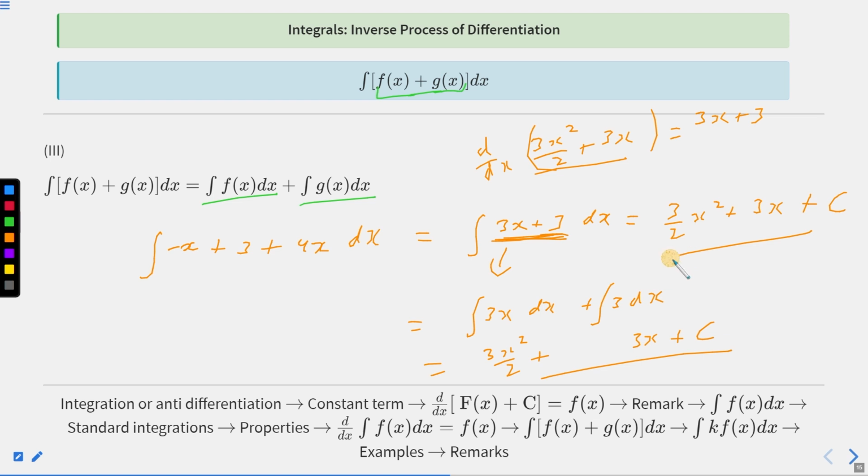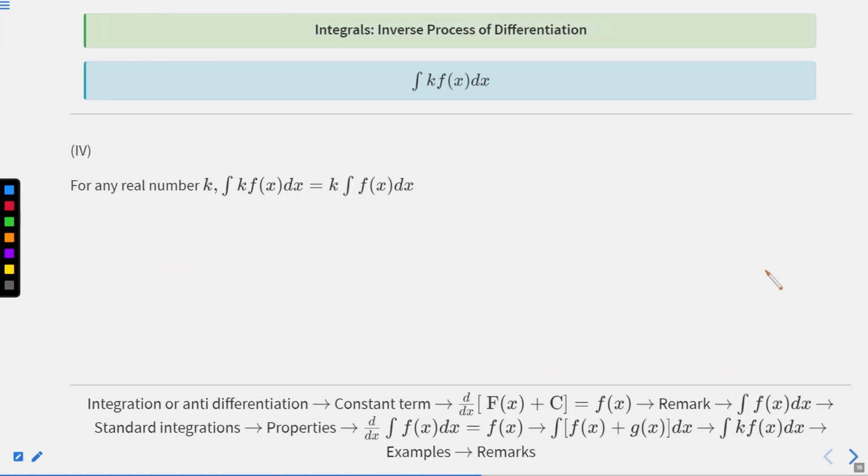One might also give you the answer in this form, 3x square plus 6x plus c. So don't get confused. This 2 is now in this form. Okay, clear? As c is a constant, the 2 merges with this c, giving me another constant, which this time also I am calling c. Okay, I hope it is clear to you. Let us move next.